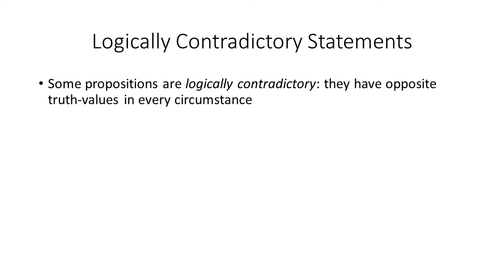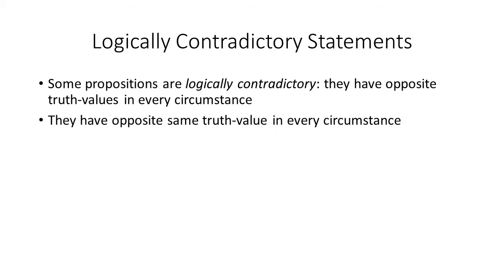Okay, so now we'll move on to logically contradictory statements. Some propositions are logically contradictory. They have opposite truth values in every circumstance. So what we're going to be looking for, with the truth table for our one proposition and the other, is that when one is true, the other's false, and when one's false, the other's true. So having opposite truth values in every circumstance.